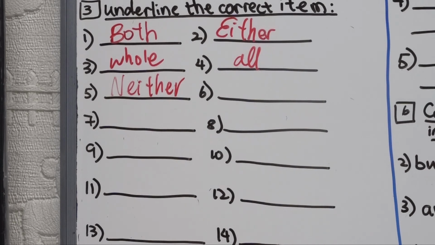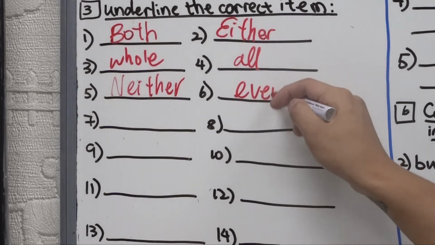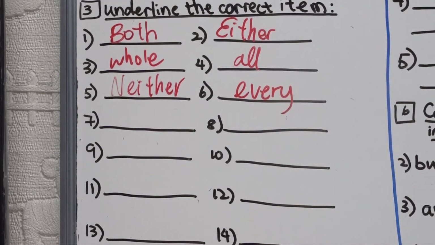Number 6. Victor goes to the same restaurant all day or every day. Again, all day means the whole day. If all day, that means he goes in and out almost every time in one day. Every day means he goes there 7 days of a week. So what do you think? It's every.